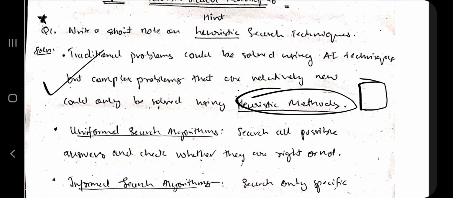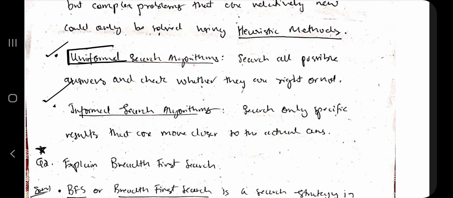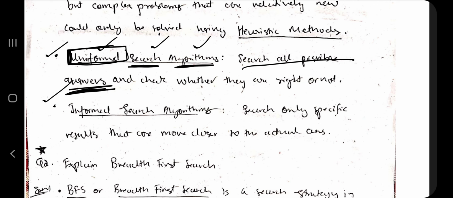Then there are two types of it. How many types are there? Two types: non-heuristic and heuristic, those are the only two types. Non-heuristic means uninformed. Uninformed means the hint was not given. Uninformed search algorithms search all possible answers. You see what they do? They search all possible answers and check whether they are right or not.